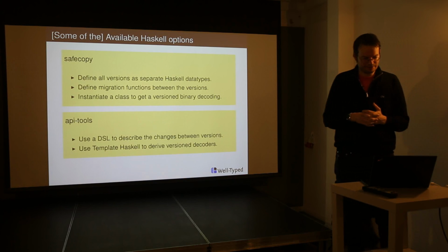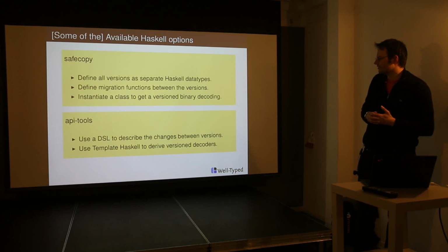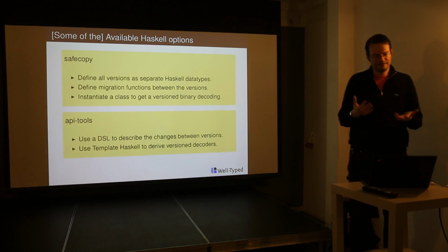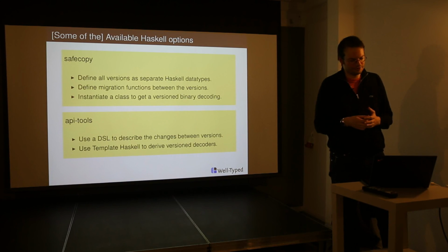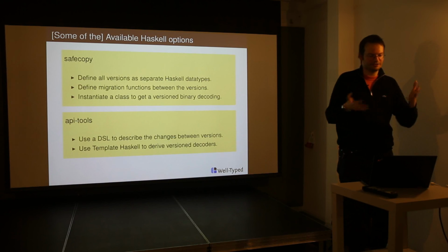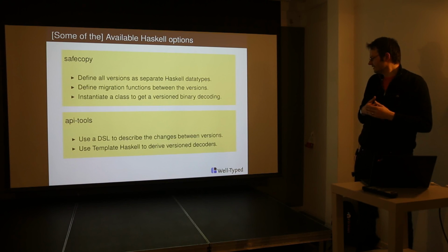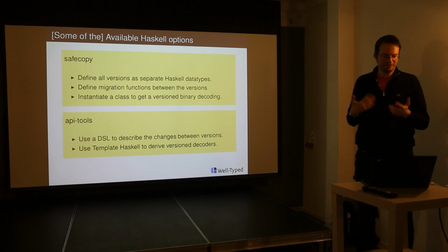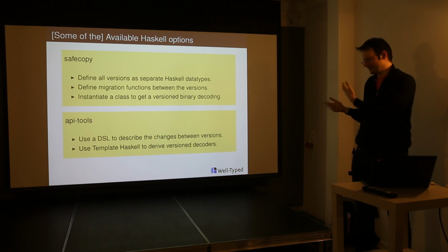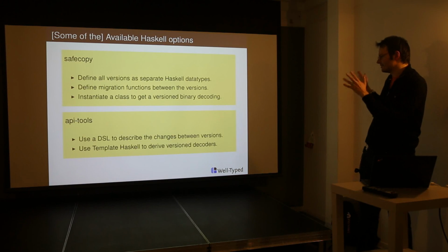API tools is another alternative. It's something that we are using at Well-Typed at one of our clients. It's a DSL that allows you to describe the changes between versions of data types, and that DSL is essentially interpreted within a Template Haskell quasi-quotation kind of thing. And it looks rather nice, and then there is a lot of Template Haskell magic going on to derive all sorts of version decoders, and you can actually not just do binary decoding and encoding, but other things in a versioned way with it as well. So API tools is rather nice, actually.